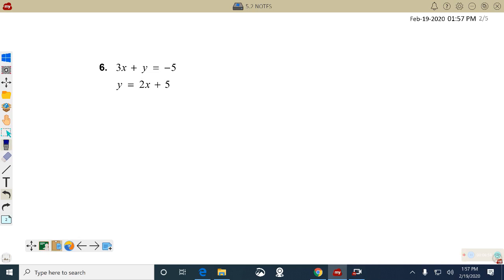Cool thing is that's done already. Look, y is already solved for. You know a variable is solved for if it's by itself. Look at y, it is by itself, so I know that y is 2x plus 5. Moradas, read step 2 for me.